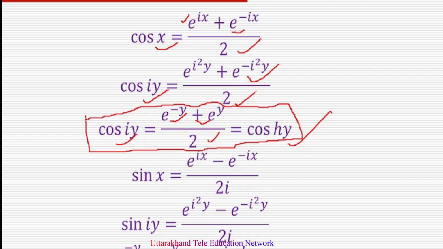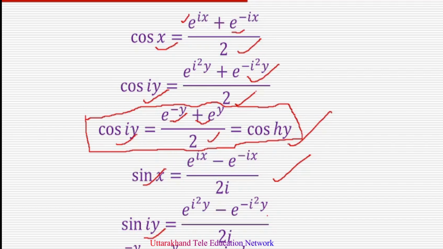Okay, now next, sin x is (e raised to power iota x minus e raised to power minus iota x) over 2 iota. If we replace this x by iota y, then we will get sin iota y is (e raised to power iota square y minus e raised to power minus iota square y) over 2 iota. Again iota square is minus 1. That's why sin iota y is equal to (e raised to power minus y minus e raised to power y) over 2 iota.